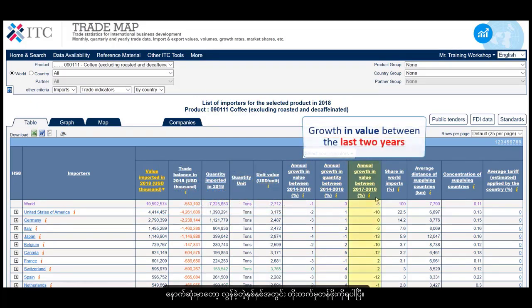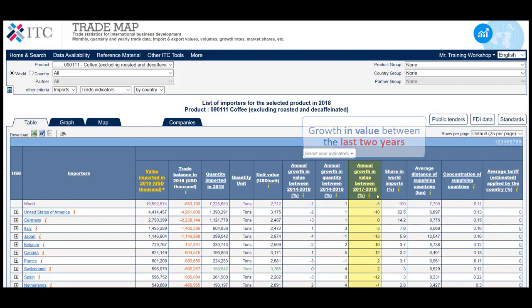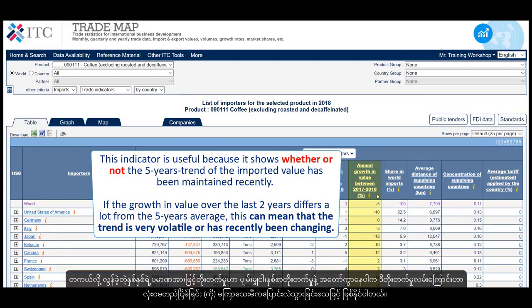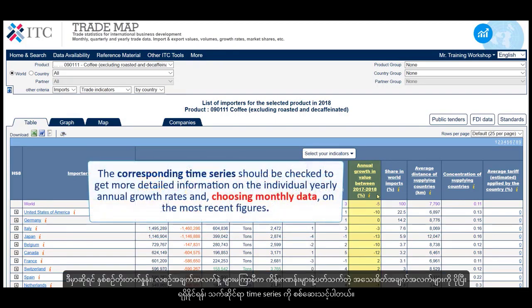Finally, we have the growth in value between the last 2 years. This indicator is useful because it shows whether or not the 5 years trend of the imported value has been maintained recently. If the growth in value over the last 2 years differs a lot from the 5 years average, this can mean that the trend is very volatile or has recently been changing. In this case, the corresponding time series should be checked to get more detailed information on the individual yearly annual growth rates, and choosing monthly data on the most recent figures.